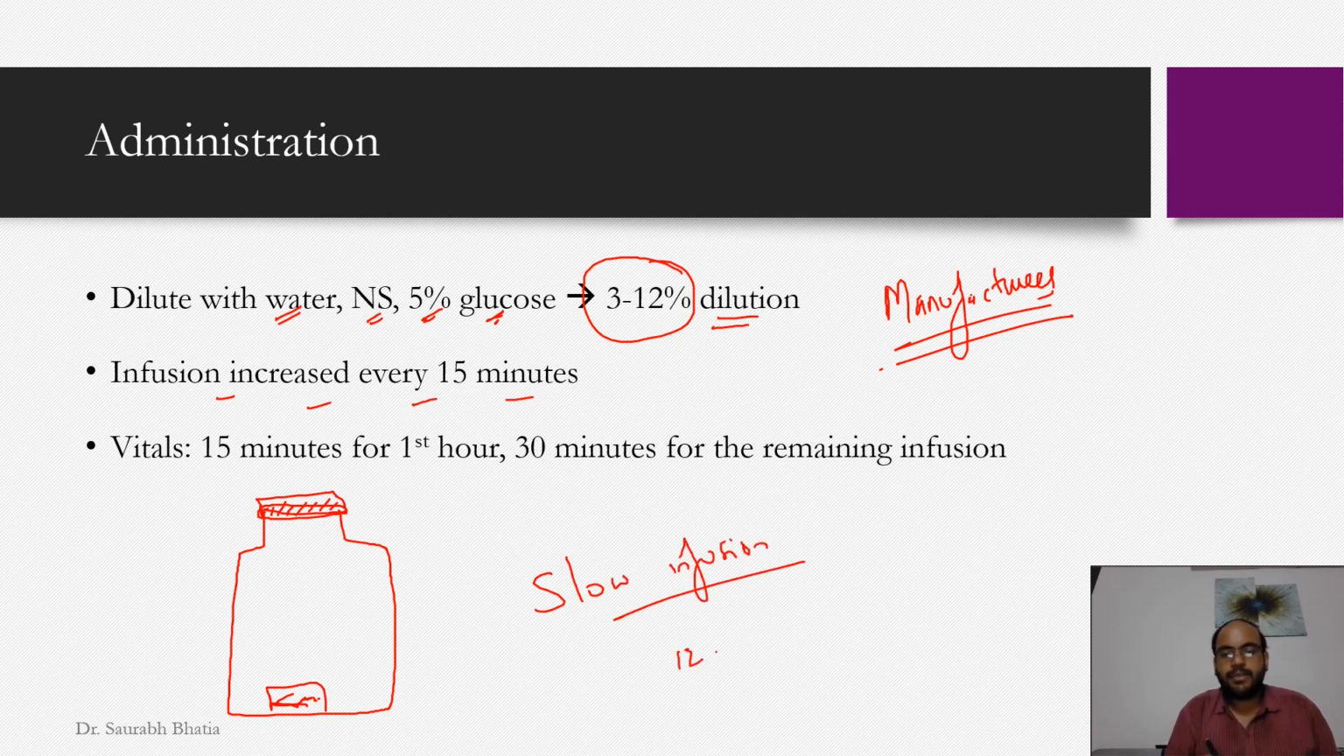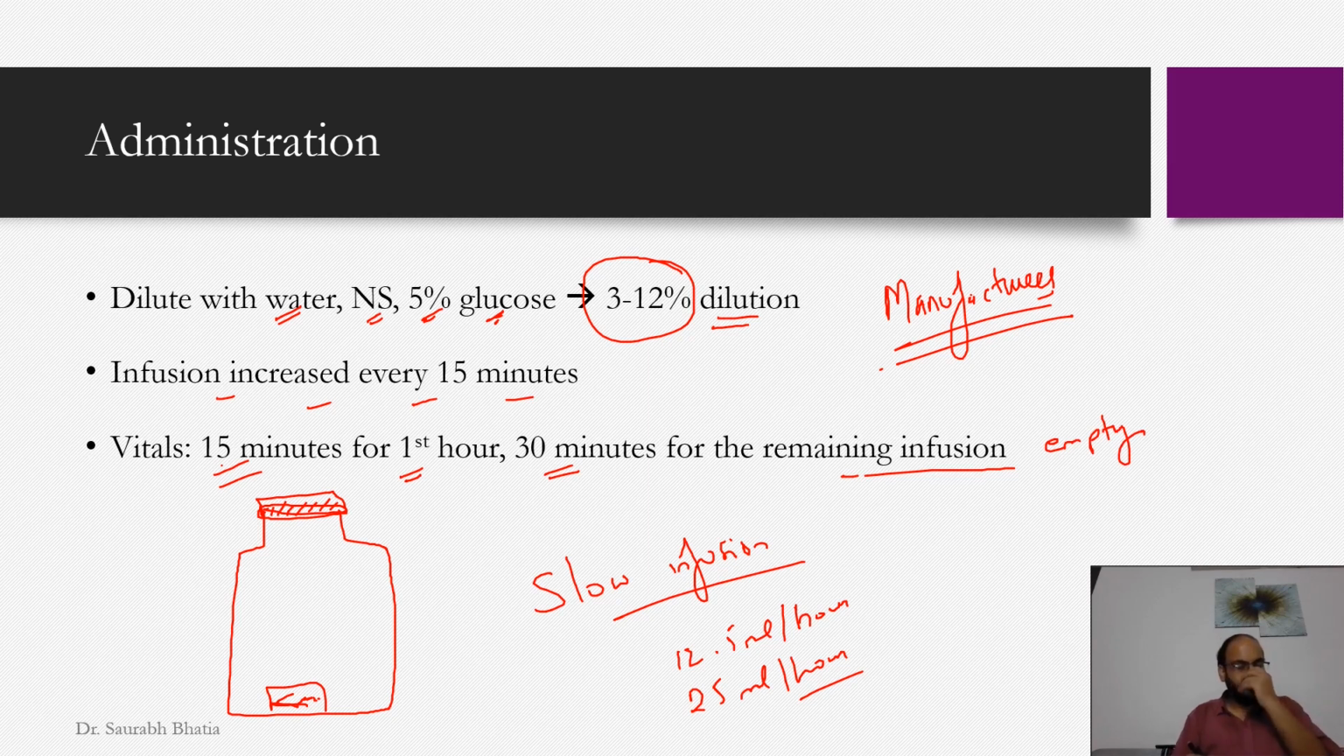You can start at a 12.5 ml per hour infusion rate or 25 ml per hour, depending on the tolerability of the patient. Okay, so many side effects occur because of a high infusion rate, and a slow infusion rate is safer and better. You measure vitals every 15 minutes for the first hour, and then every 30 minutes for the remaining time of infusion till the vial is empty. So that's how you're supposed to measure vitals: 15 minutes 4 times, and then every half an hour till the infusion runs out.